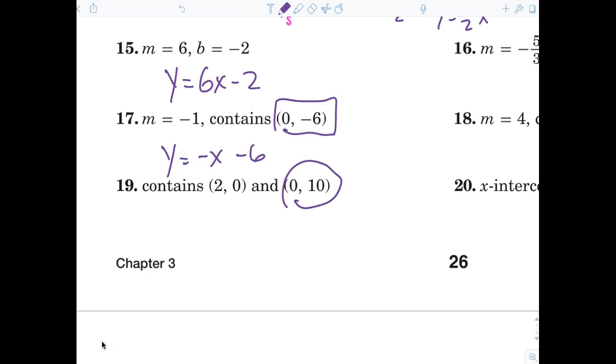All right? Now I need the what? So the slope is 10 minus 0 over 0 minus 2. So the slope is, so my equation is y equals negative 5x plus 2. Exactly.